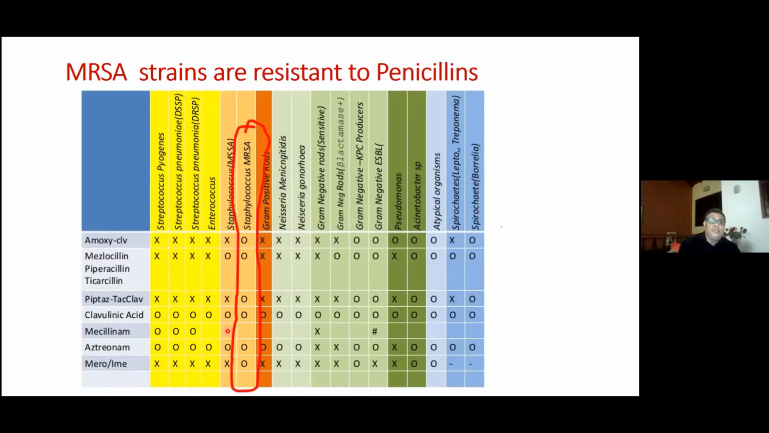As you can see, these are some of the penicillin products which are resistant to MRSA. The sensitive organisms are marked with this X sign, and these are not sensitive. Amoxicillin, the Staphylococcus MRSA is resistant to this medication. Most of the penicillins and beta-lactam antibiotics are resistant to staphylococcal MRSA strains.